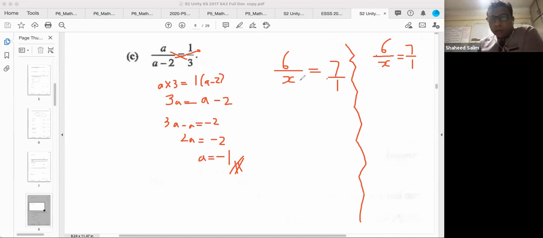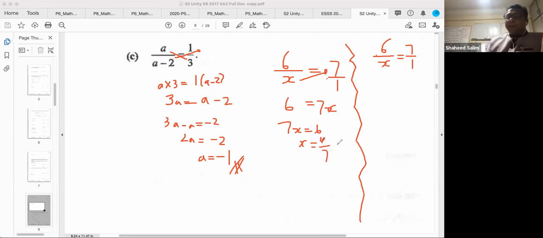Okay, let's see. You bring this over the side. This one becomes 7x equals to 6. So this 7x equals to 6. Be careful. When you want to divide, you put the 6 divided by 7, not 7 divided by 6. Yours is 7 divided by 6.